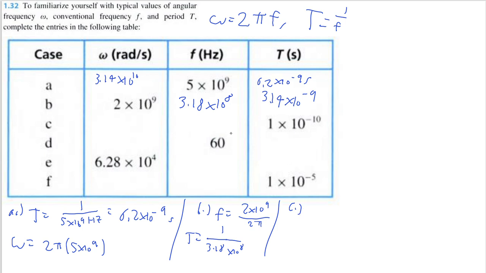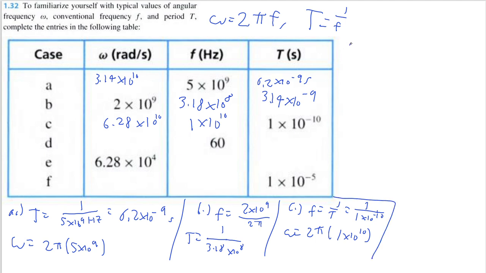Okay, let's do case C. We have period this time, so you can find the frequency by just reversing it. Frequency is equal to 1 divided by T, which is equal to 1 divided by 1 times 10 to the negative 10, sorry. Okay, and that is equal to 1 times 10 to the power of 10. So then omega is equal to 2 times pi times the frequency of 1 times 10 to the power of 10, which should be 6.28 times 10 to the power of 10.